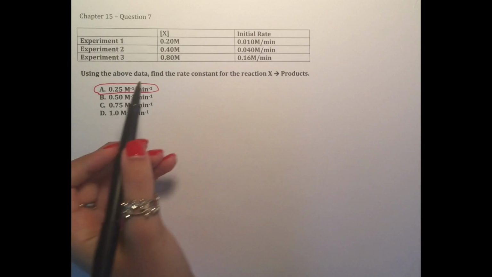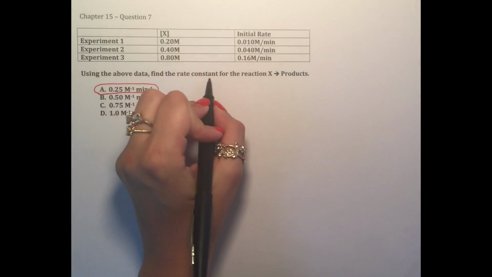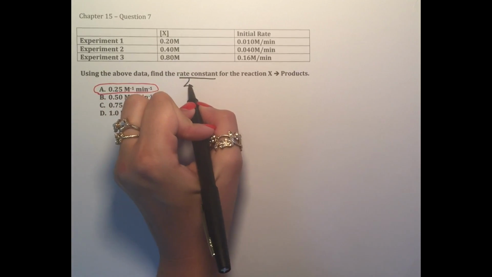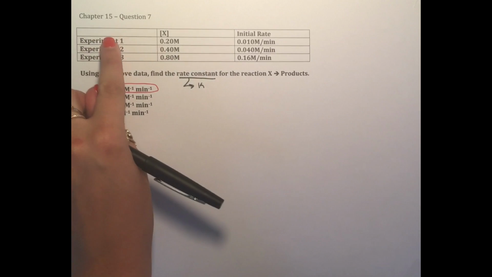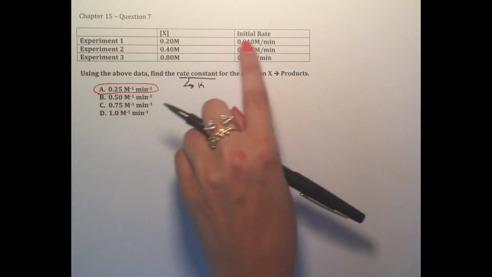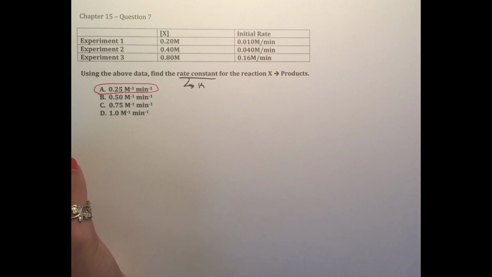Using the above data, find the rate constant for the reaction X to products. So find the rate constant, that's K. And here are our experiments. We're given 3, we're given the initial rate and the concentration. So to go through this question, what we're first going to do is just look at a generic rate law.